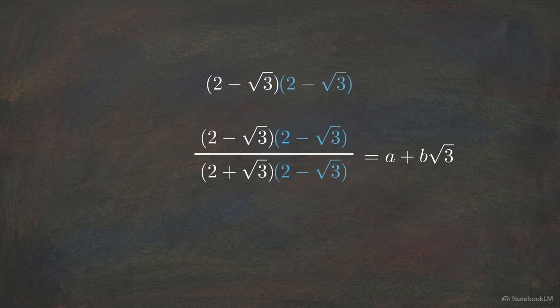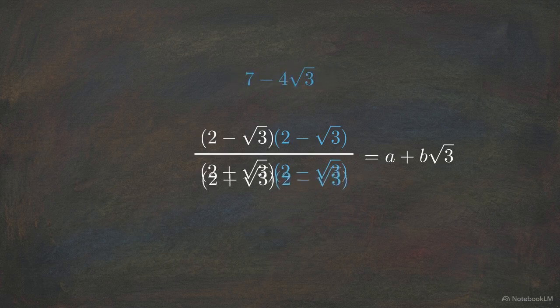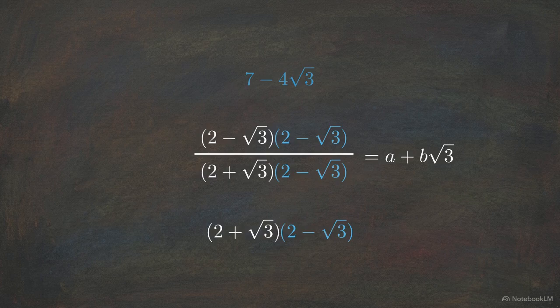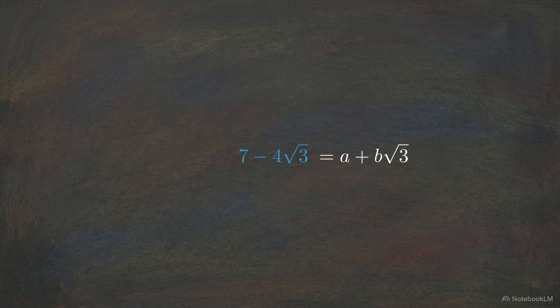Handling the top means squaring 2 minus root 3. We square the 2 to get 4, subtract twice the product giving 4 root 3, and add the square of root 3. Combined, we have 7 minus 4 root 3. Now for the bottom. a plus b times a minus b becomes a squared minus b squared. 4 minus 3 leaves us with a clean, rational 1. Bring those halves back together. Our starting fraction is just 7 minus 4 root 3.